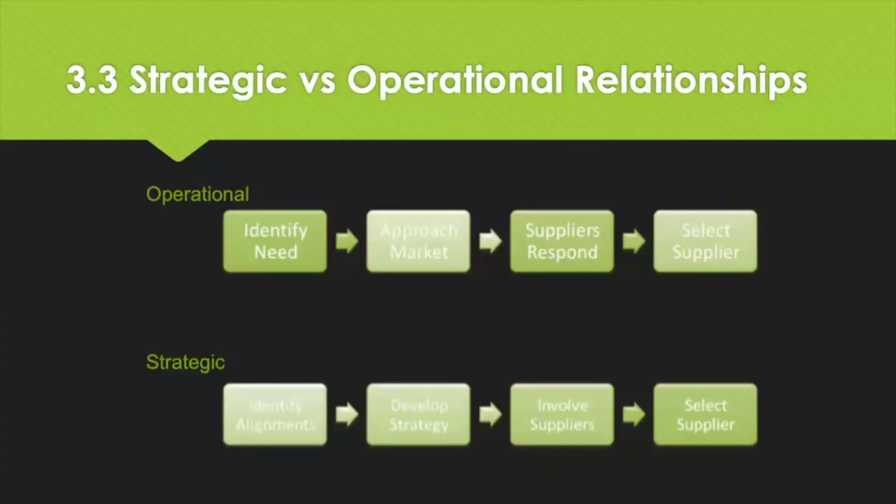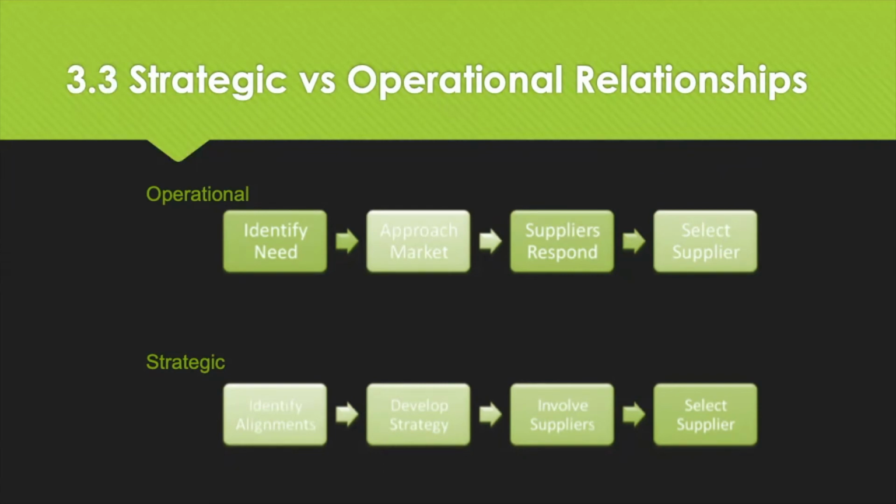And then in operational supplier relationships, the interaction between a company and its suppliers can be described as driven by the operational need of the different functions. As a result, relationships are considered arm's length and contractually orientated rather than mutually beneficial ventures. The buying organisation needs to identify a need, approach the market and select the supplier.